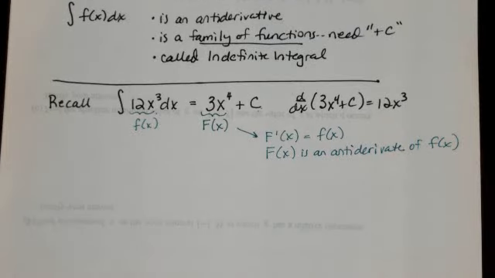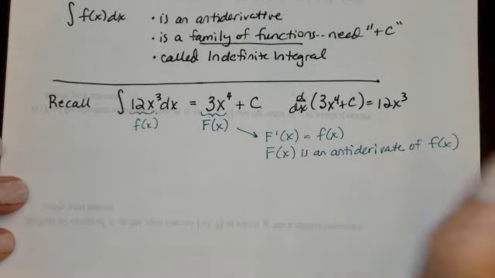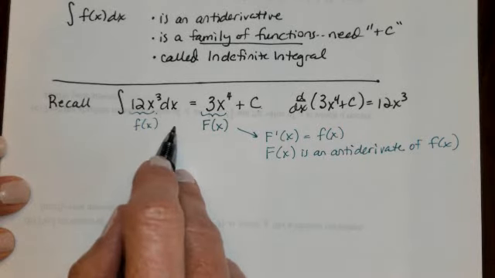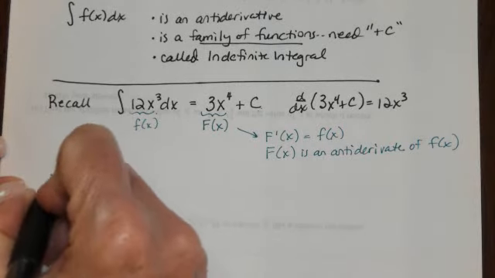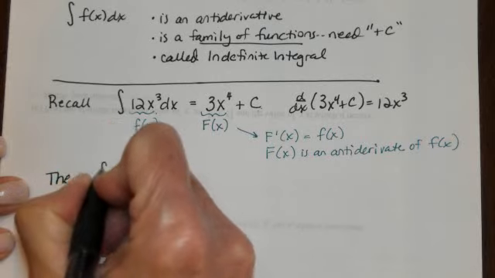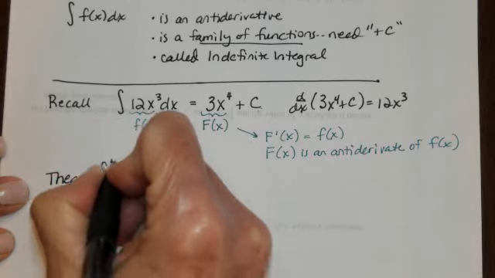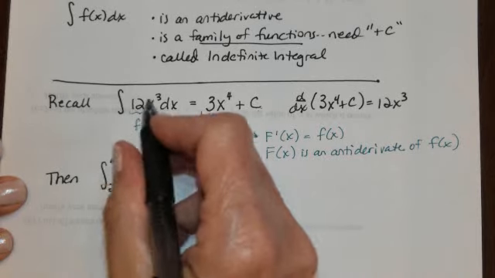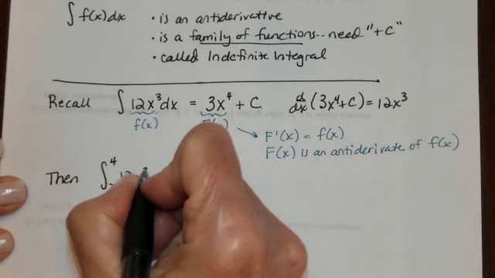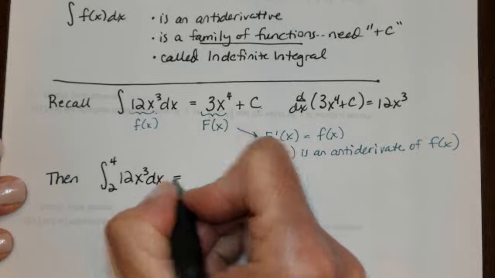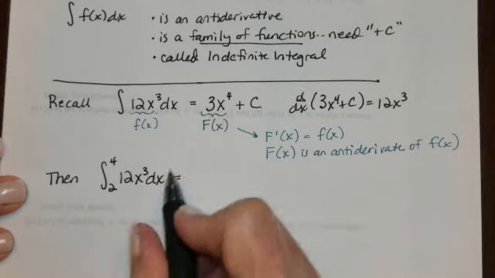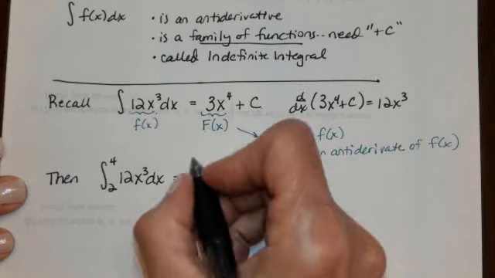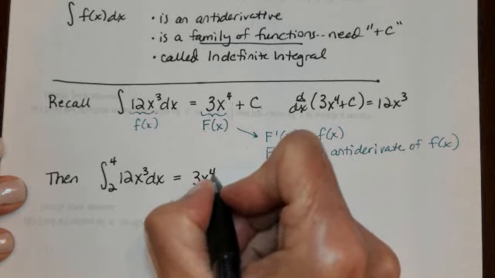All right. So this is how we relate the definite integral with an indefinite integral. So then we can say that the integral from, let's just give it some boundaries, 2 to 4, and I want to use the same f of x. I want to use 12x cubed dx. What we will do here is we will find the antiderivative. So we're going to find capital F of x. We know that that's 3x to the 4th.